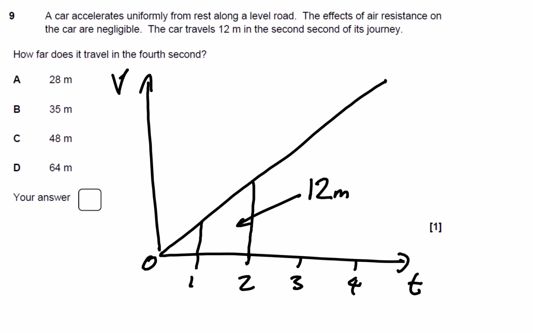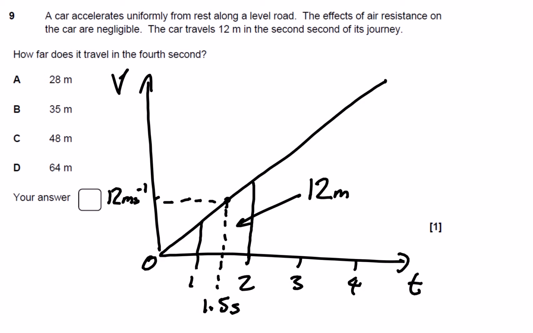So what that means here is that this area between 1 and 2 seconds represents a displacement of 12 metres. What that also tells me is, because it's doing it in 1 second, that the average velocity between 1 second and 2 seconds has to be 12 metres per second. So the average velocity would be there, and I know that it would be travelling at 12 metres per second at a time of 1.5 seconds.